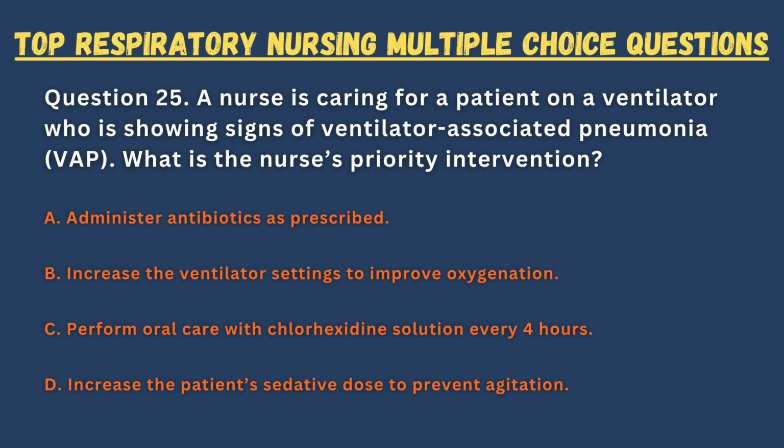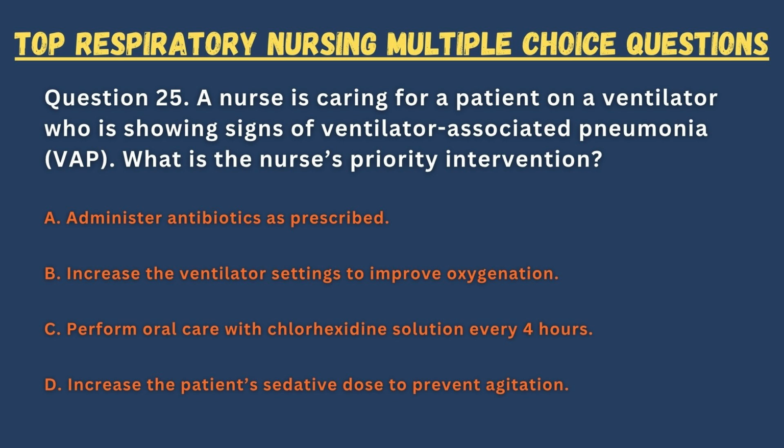Question 25. A nurse is caring for a patient on a ventilator who is showing signs of ventilator-associated pneumonia, VAP. What is the nurse's priority intervention? A. Administer antibiotics as prescribed.